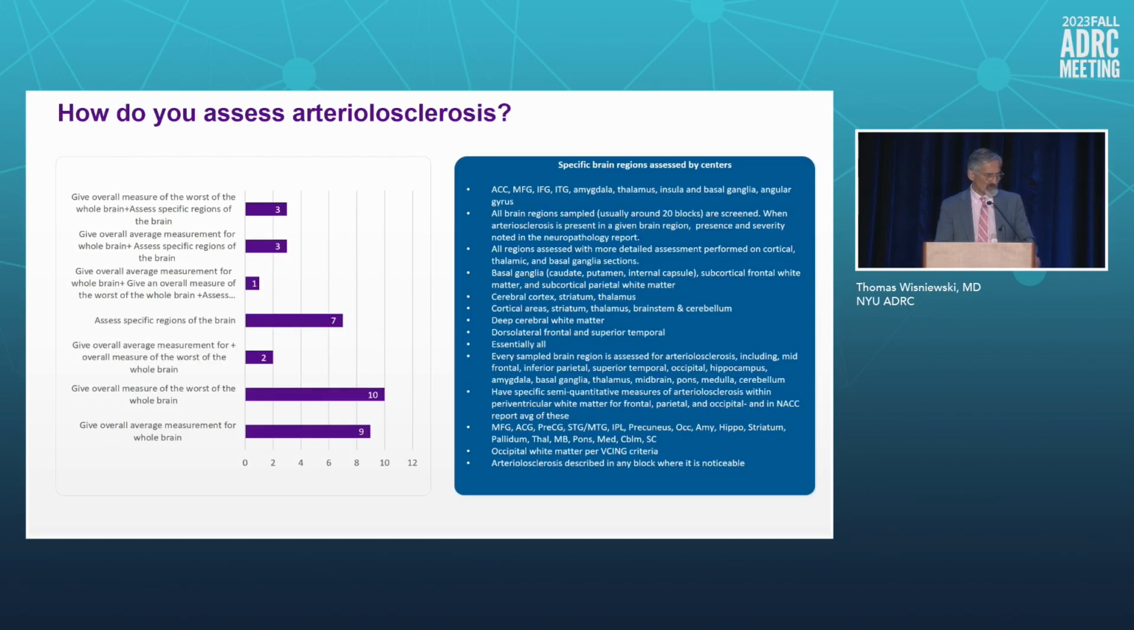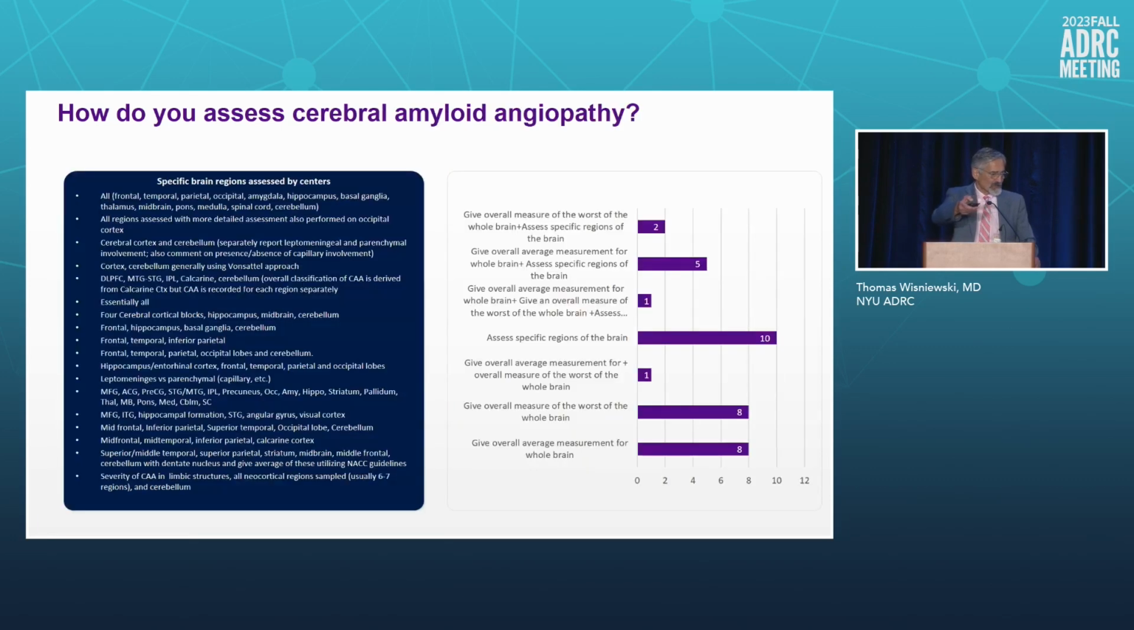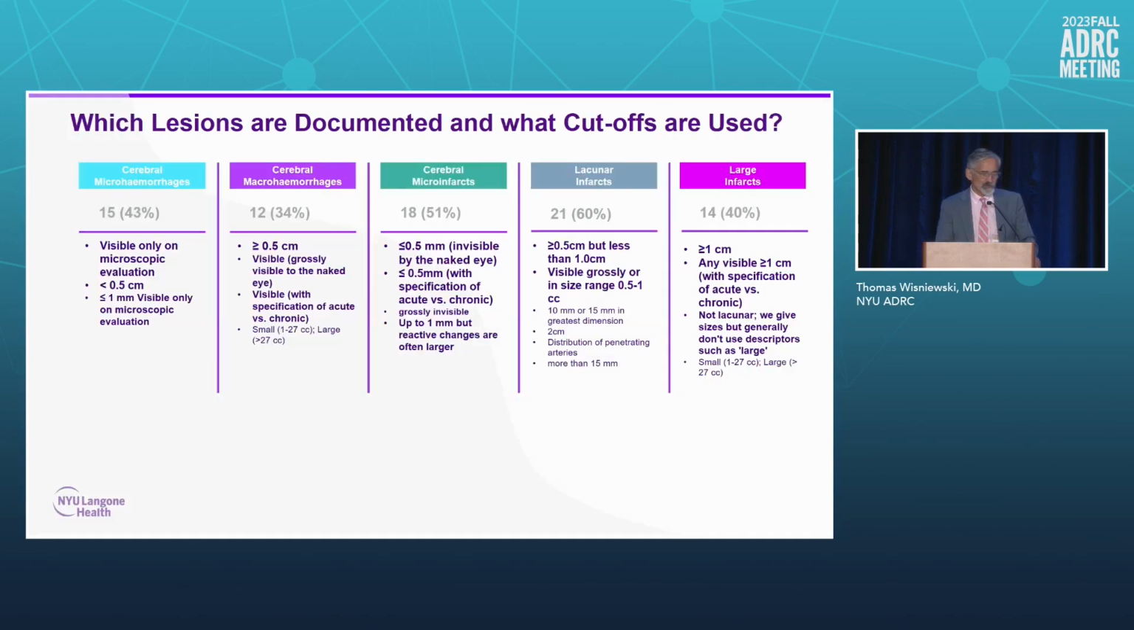In terms of assessments of arteriolosclerosis, the most common answer was looking at the overall measure for the worst of the whole brain, with some centers also giving an overall average for the whole brain, and others assessing specific regions of the brain. Similarly, for CAA assessments, the most common answer was assessing specific regions of the brain, with equal number of centers giving an overall measure for the worst of the whole brain or an overall average measure for the whole brain.